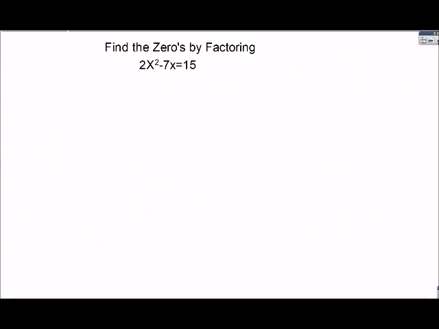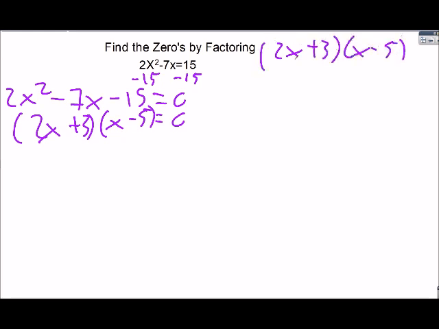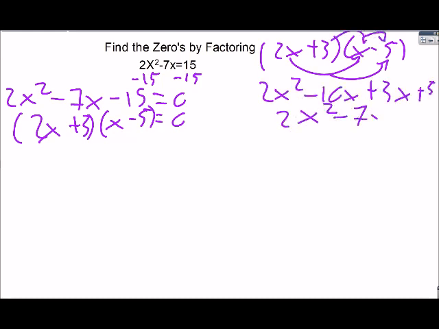So when we solve by factoring, the first thing we have to do is get this equal to zero. So I'm going to subtract 15 from both sides. And then I get 2x squared minus 7x minus 15 is equal to zero. So now I can factor and I get 2x plus 3 and x minus 5 is equal to zero. And we can do a quick double check and double distribute back and see if I get back to my original equation, which means that this factoring is good.